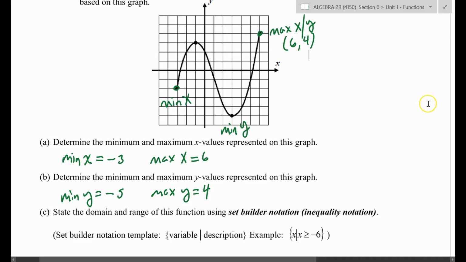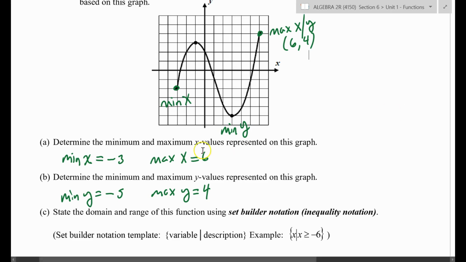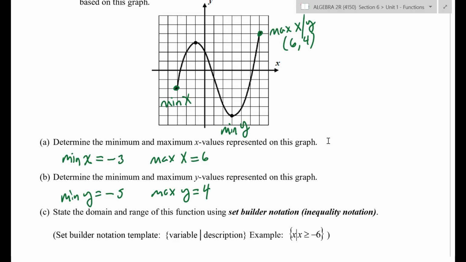Now, I have a quick question. Is there a specific number of elements in the domain? Can you count them? Well, let's see. It starts at -3 and it goes to 6, right? So is 0 in the domain? Is -1 in the domain? Is 5 in the domain? Okay. Is 4 in the domain? So can you count the number of items in the domain?